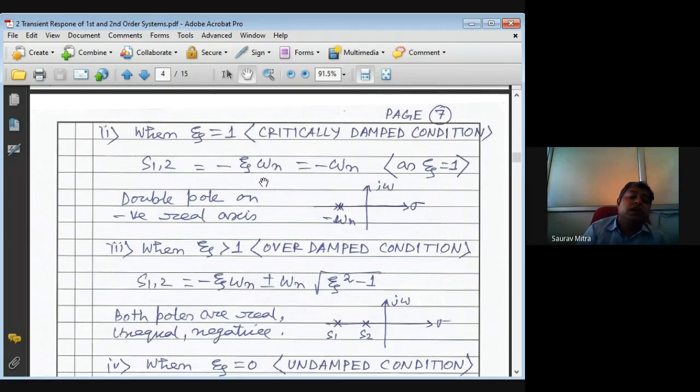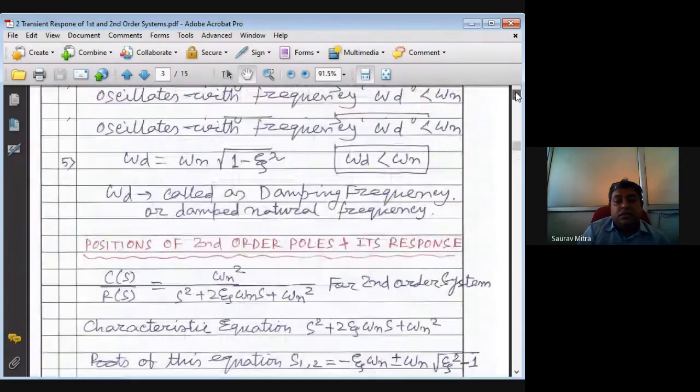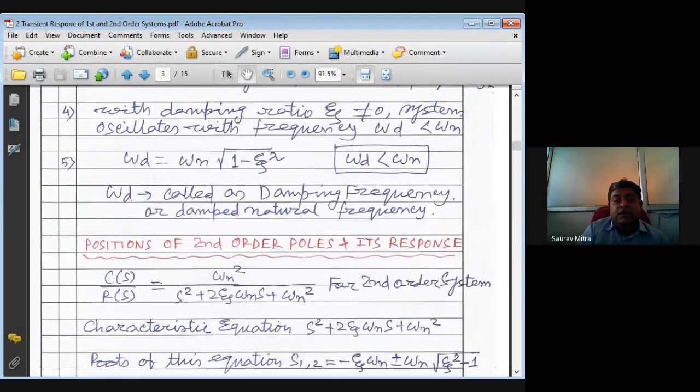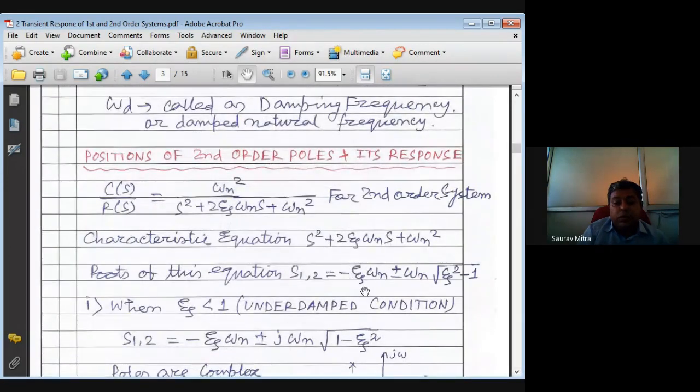So both the roots are on the same position, exactly on the same position, which is called as minus omega n. So what you are supposed to find out is, first find out the transfer function, then compare it with the standard transfer function. From there you find out these poles S1, 2, and in these poles substitute 4 values of zeta: 0, something in between 0 and 1, 1, and something greater than 1.